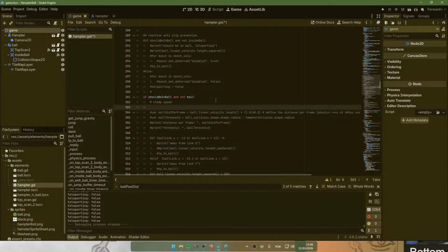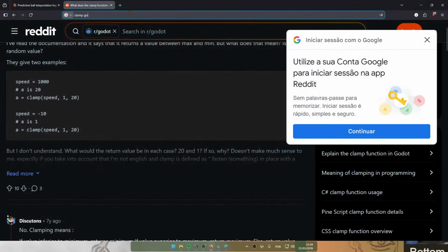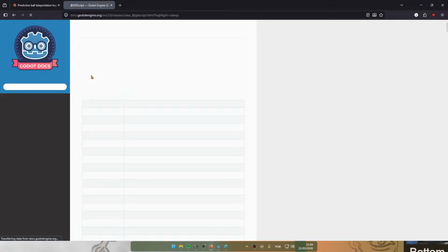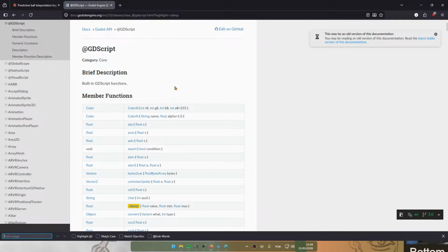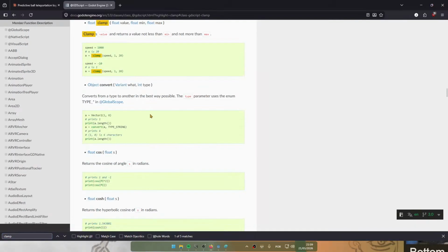Clamp speed, so the ball dot linear velocity equals clamp value, variant minimum maximum. So what is, what the fuck is all this, dude? I asked for clamp. Clamp's value and returns the value not less than the minimum and not more than the max.